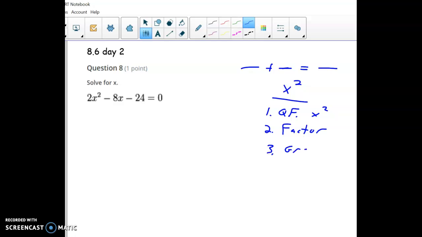And then you can always use that graph method. Remember that graph method is you just plot it and find where it crosses on the x-axis to get your answers. That's another good way to do this. All right, first thing is I'm going to do factor method here.